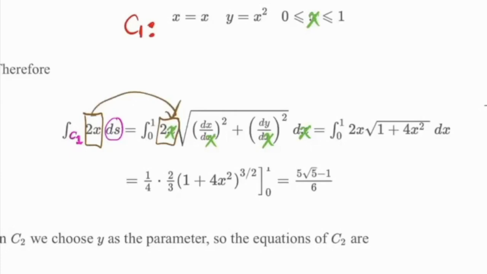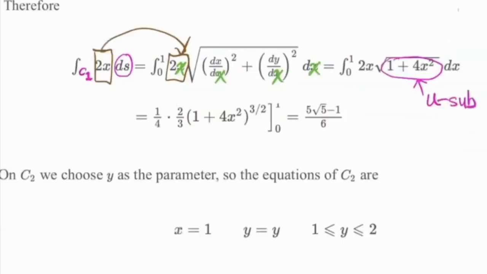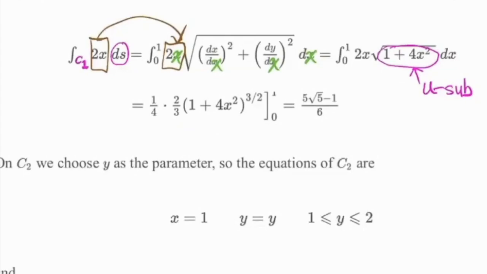And then you see x goes from 0 to 1. So you have this, and after that, you can just evaluate this integral. What integration method do you think you're going to use over here? Use u-substitution, yes, okay? So you let u be 1 plus 4x squared. Good job. So this one here, we're going to let be u. And by using u-substitution, you should be able to get this result. Okay, good. So that was for C1.